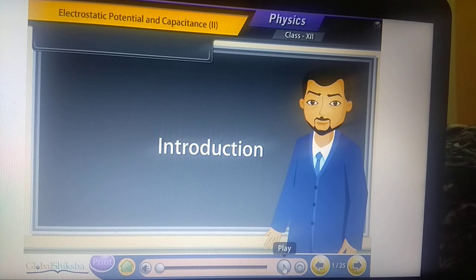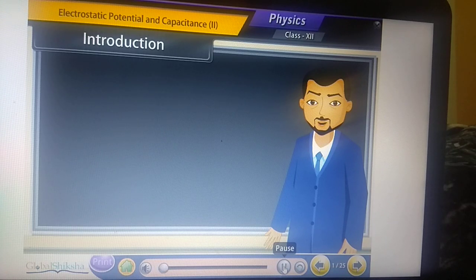Hello, good morning students. Today we are going to start with the rest of the chapter 2nd Physics, class 12th, Electrostatic Potential and Capacitance. In continuation with the previous chapter, this is the second part of the chapter. We are going to start.